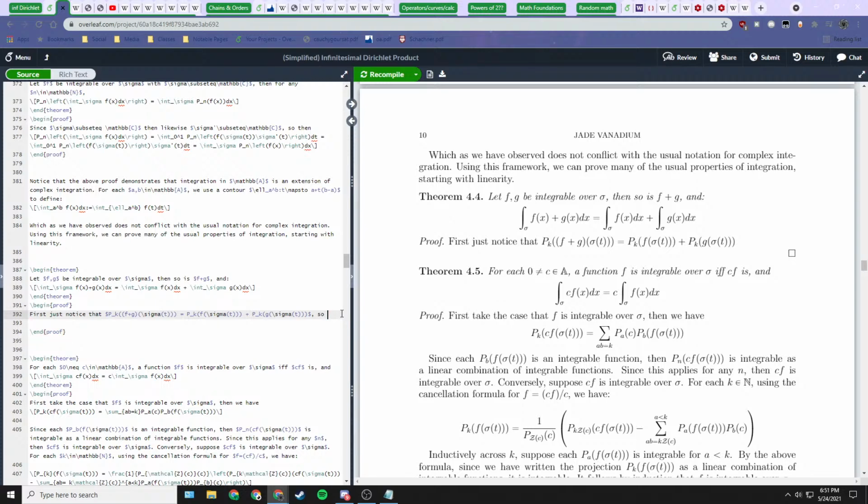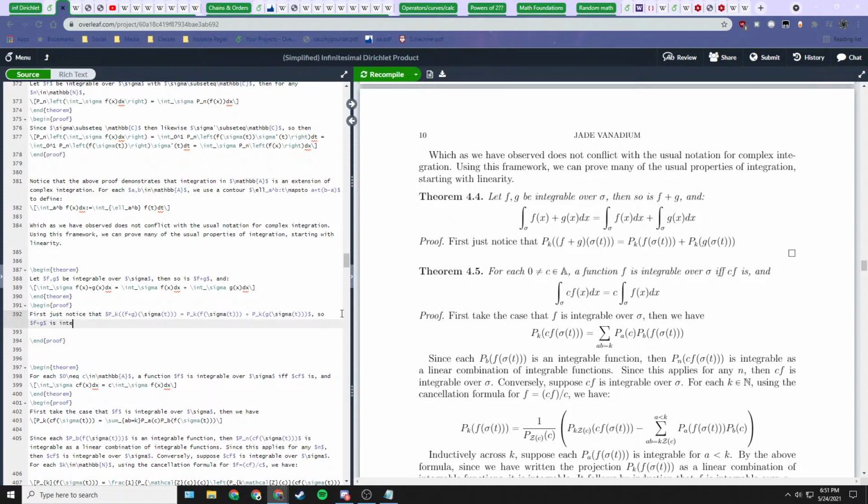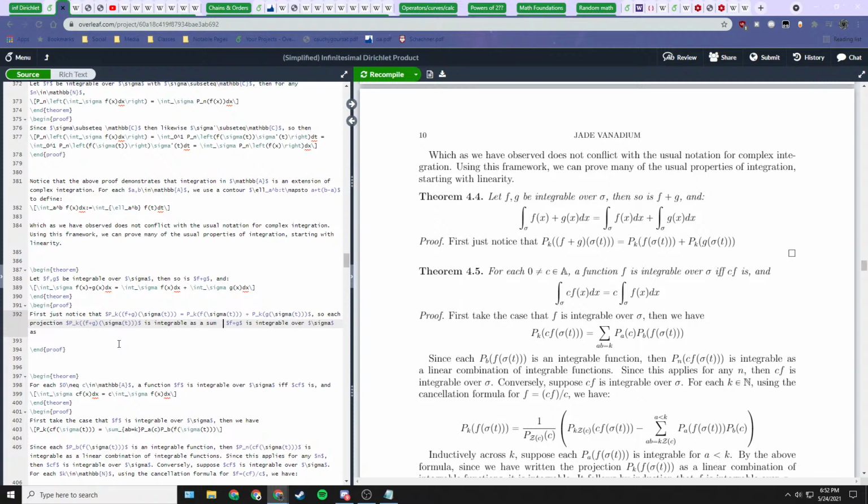So f plus g is integrable over sigma, or rather, each projection p sub k of f plus g of sigma t is integrable as a sum of integrable functions, and consequently f plus g is integrable over sigma.